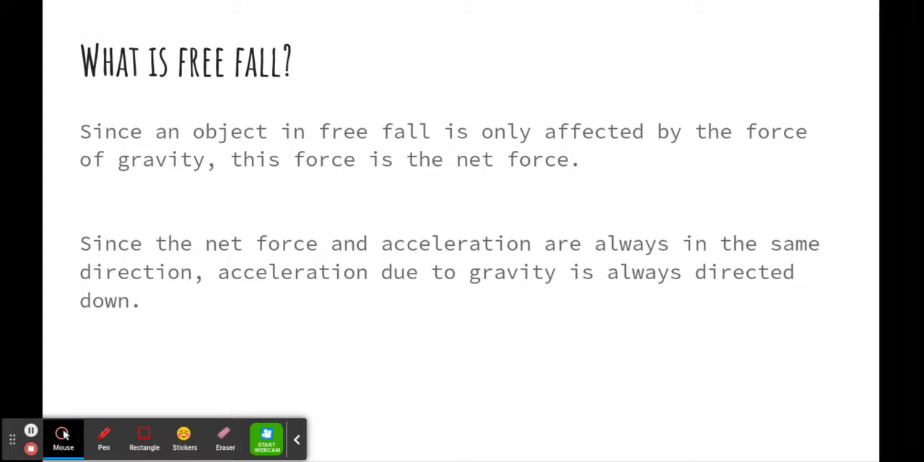Since the net force and acceleration are always in the same direction, acceleration due to gravity is always directed down, because the force of gravity is always directed straight down.